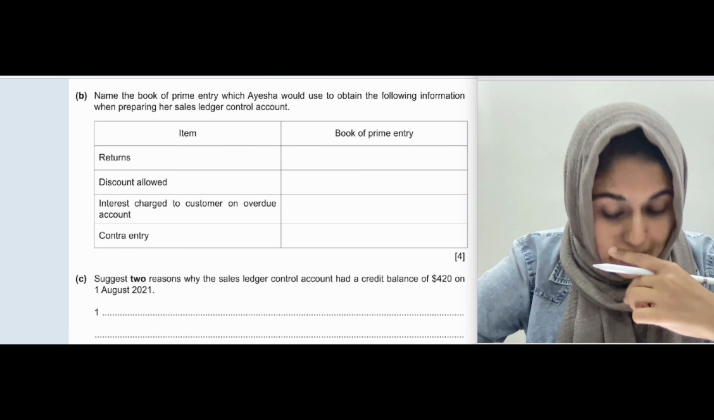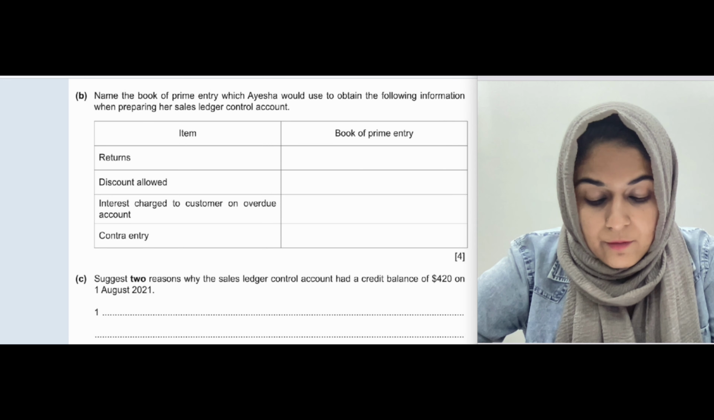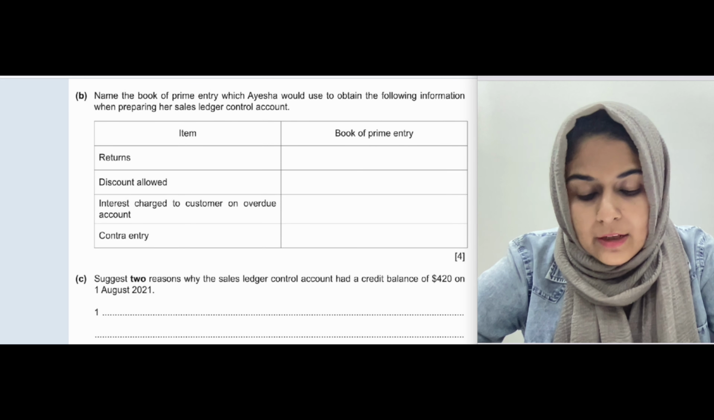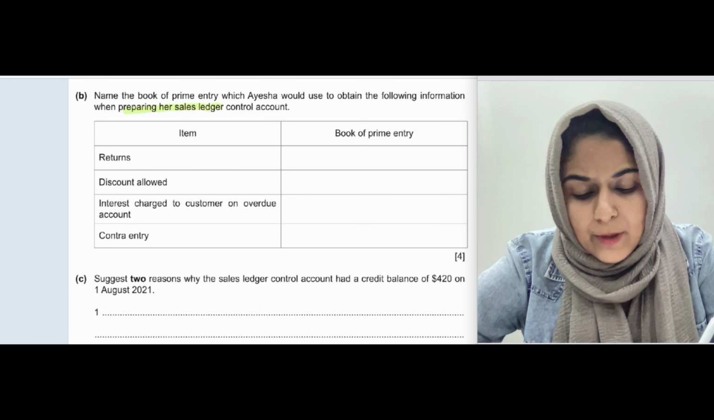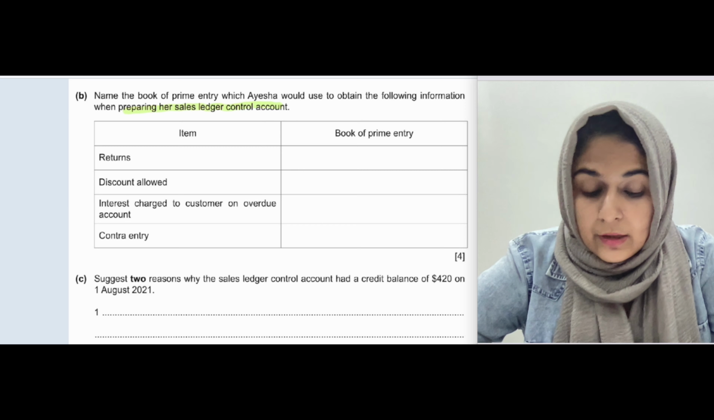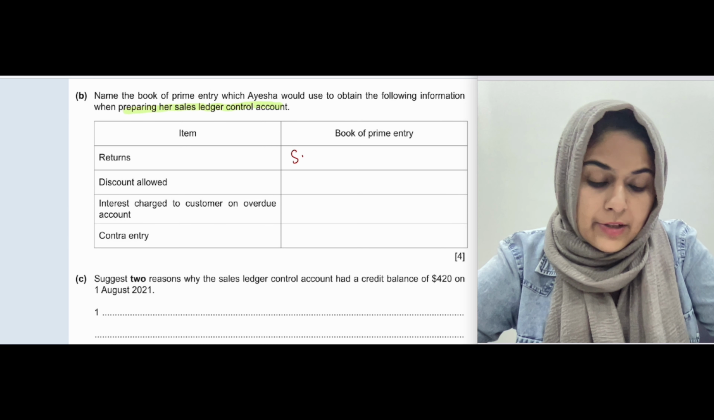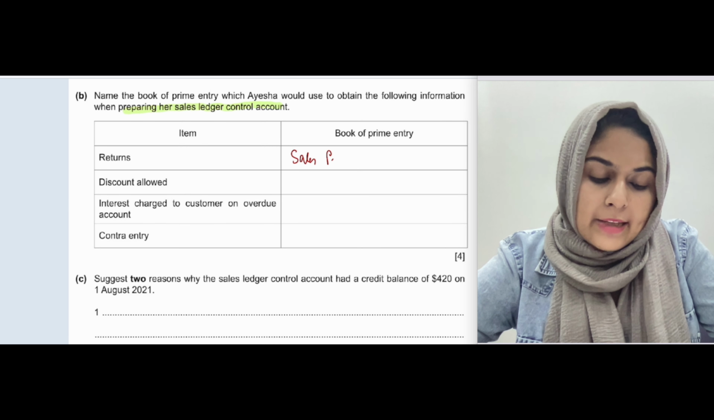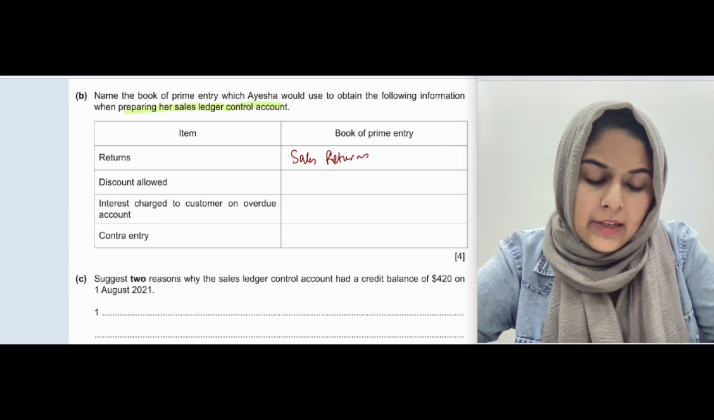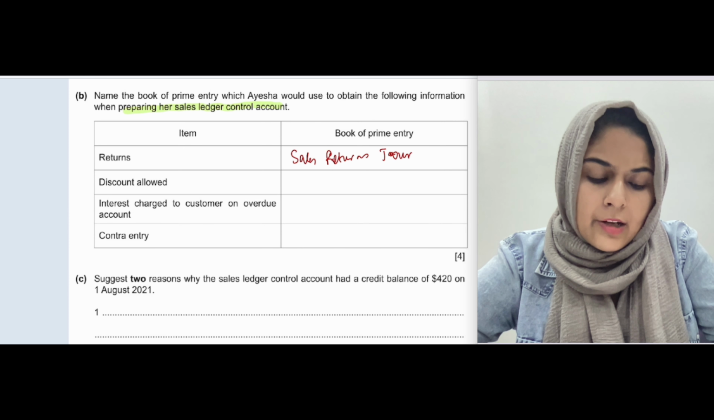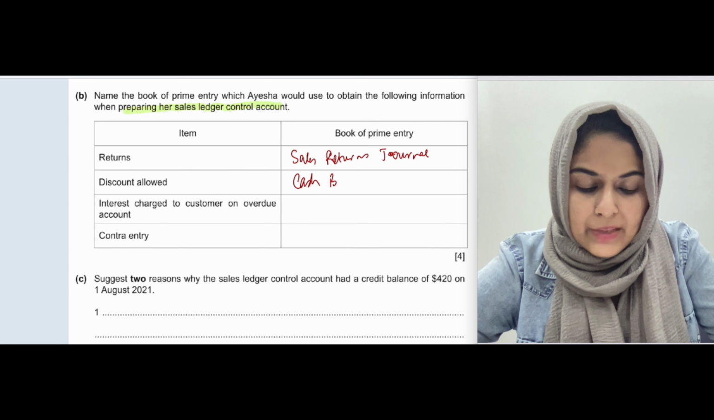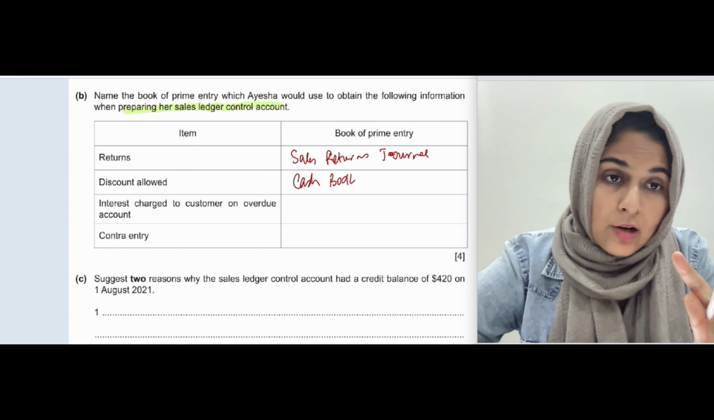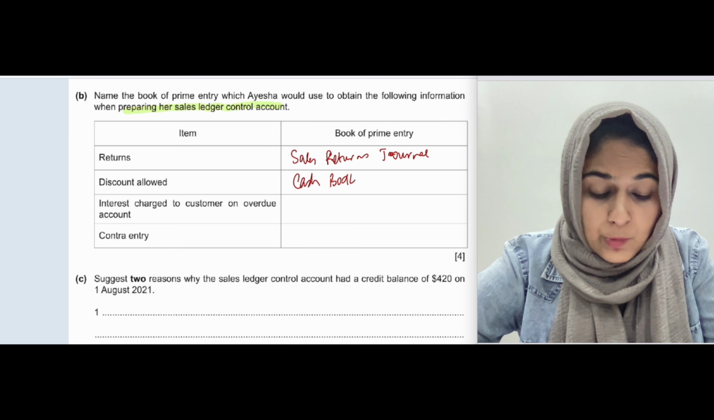So here they are saying returns जो हैं वो कहाँ से आ रहे हैं, and they are asking you कि sales ledger control account बनाने के लिए इन्फॉर्मेशन आपने कहाँ से उठाई है. तो रिटर्न्स जो आ रहे हैं वो sales returns journal से आ रहे हैं, because sales ledger control account के अंदर sales returns आता है. So sales returns journal here, and then discount allowed is coming from the cash book. Discount received also comes from the cash book. Discount allowed and discount received दोनों के कॉलम्स कैश बुक में होते हैं.